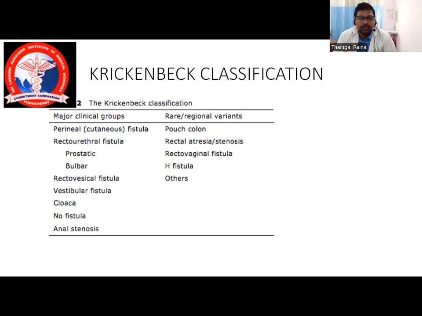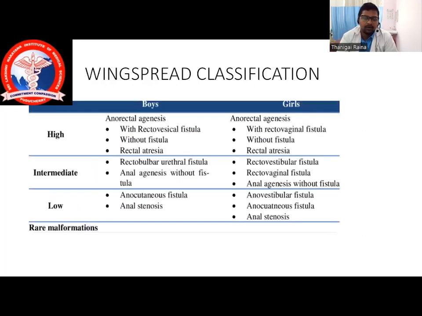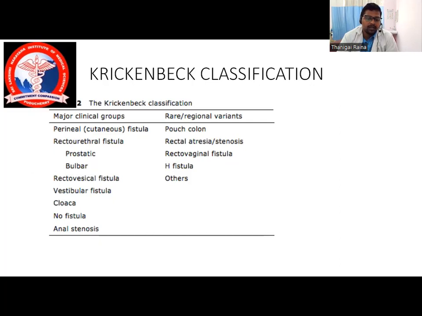Coming to Krickenberg's classification, this is very simple. Krickenberg divided it into only two major groups, major clinical and regional variant. That is perineal, cutaneous fistulas, rectourethral fistula, prostatic and bulbar; rectovesical, vestibular fistula, cloaca. There is no fistula, only stenosis, anal stenosis. Coming to rare or regional varieties, that is pouch colon, rectal atresia stenosis, rectovaginal fistula, or H-shaped fistula, and others. So this is very easy, but Wingspread is the accepted one. But you should also know what the Krickenberg classification is.